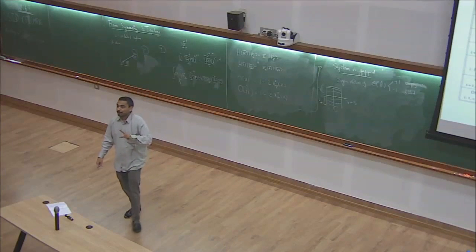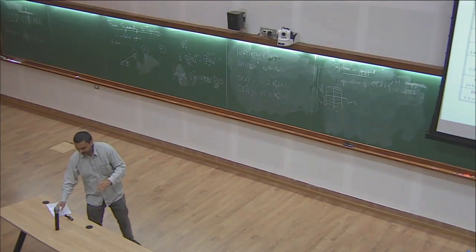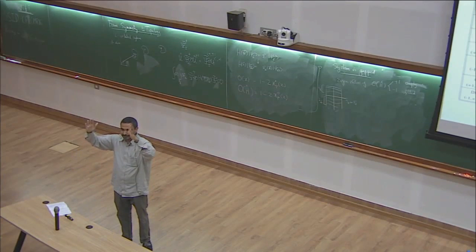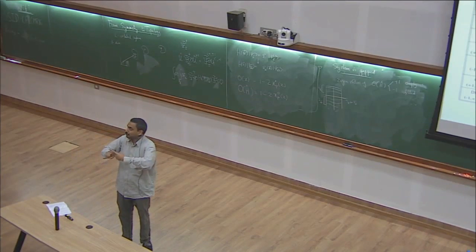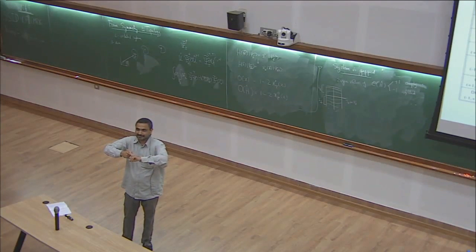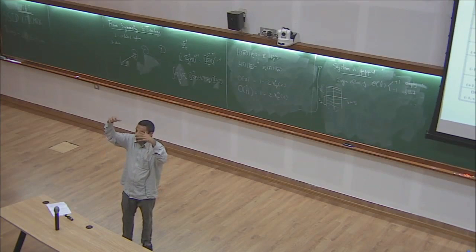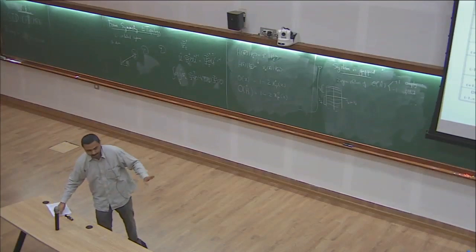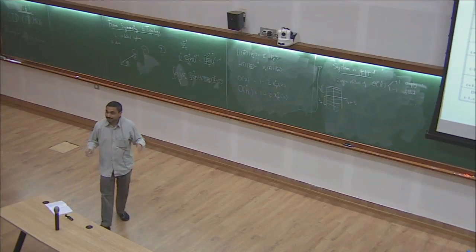Gap closing would mean one of two things. It would mean that a new band is coming in or going out of the system, or two bands could be crossing. That's what typically gap closing would mean. You can have very complicated scenarios, touching on one line, touching at a point, etc. All that stuff can happen, but some kind of gap closing can take place.